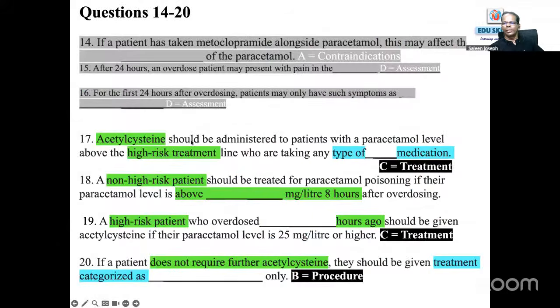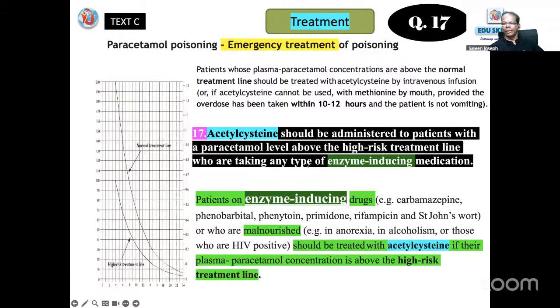17th one. This medicine should be administered to patients with a paracetamol level above the high-risk treatment line who are taking any type of dash medication. Type of enzyme-inducing medication. Patients on enzyme-inducing drugs. Medication, drugs, synonymous. Okay. It should be administered to patients with a paracetamol level above the high-risk treatment line who are taking any type of enzyme-inducing medication. Is that clear?